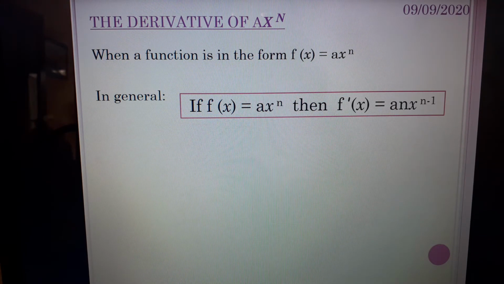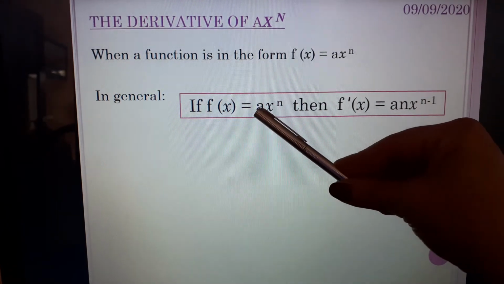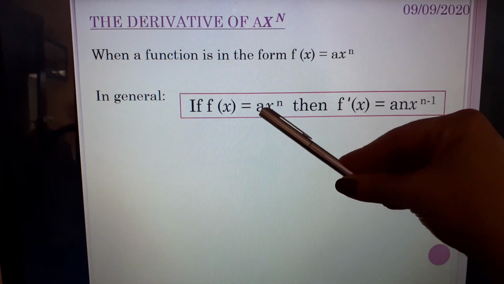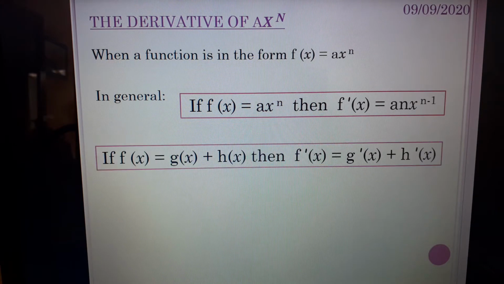If the function is ax to the power of n, then f dash of x, the derivative of that function, is anx to the power of n minus 1. So it is still multiply by the power and take one off the power, but you already have something in front of the x here. So when you multiply by the power, you're multiplying that constant, that coefficient, by that power.